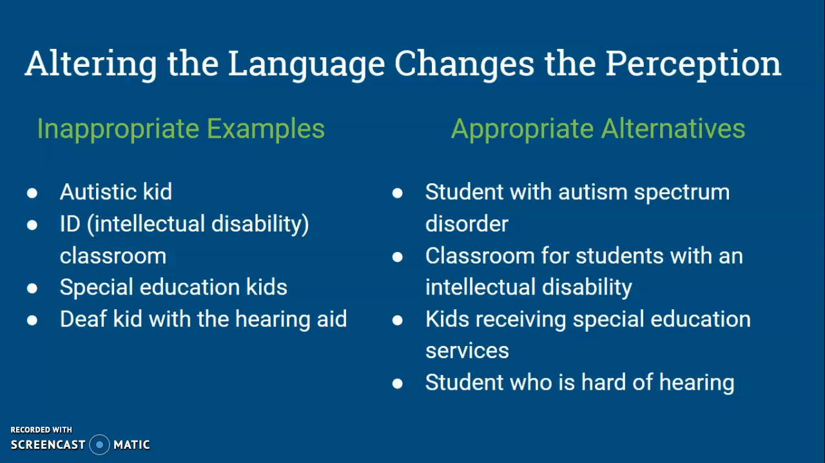Inappropriate examples and appropriate alternatives. So the first inappropriate example is autistic kid. An appropriate alternative to that would be a student with autism spectrum disorder. An inappropriate example is intellectual disability classroom. An appropriate alternative is a classroom for students with an intellectual disability.